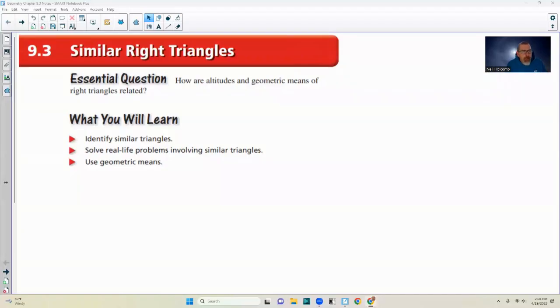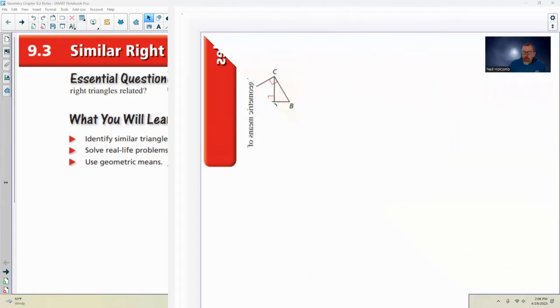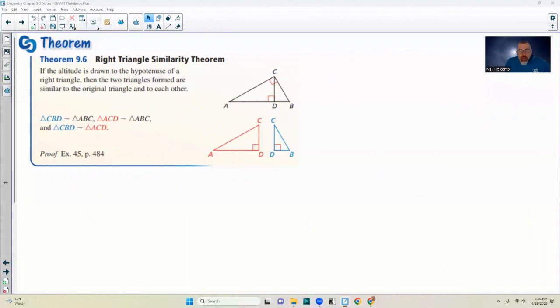Okay, this is chapter 9.3, similar right triangles. The essential question here is, how are altitudes and geometric means of right triangles related? What you will learn in this section is how to identify similar triangles, solve real-life problems involving those similar triangles, and use what's called the geometric mean. What does it mean?